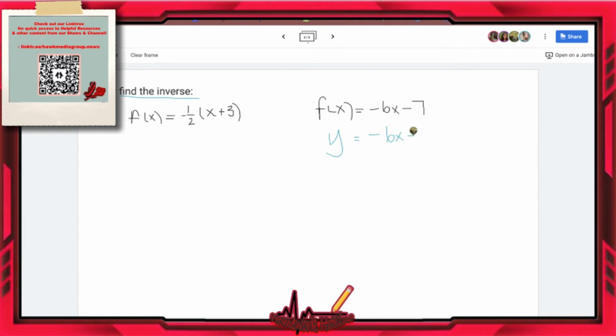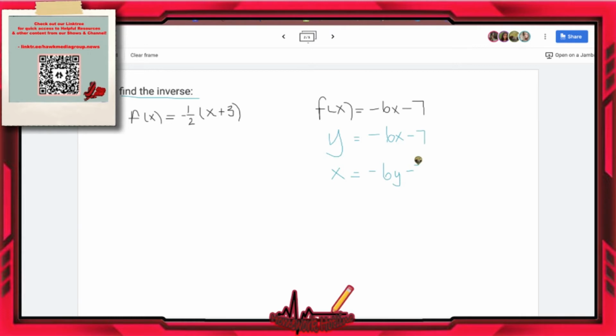Okay, so then after you have that, when you're finding the inverse, the essential part of it that you don't want to get wrong is just flipping it. So remember, just always flip. The y and the x, you're just gonna change them. You're gonna flip them. So the y becomes the x, and then it becomes x equals negative 6y minus 7.